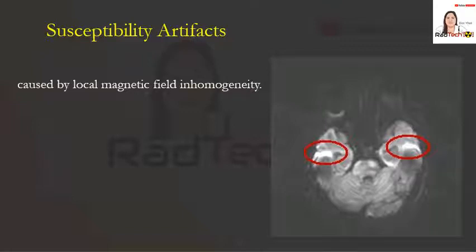Next is the susceptibility artifacts. These are caused by local magnetic field inhomogeneity. So, hindi uniform yung magnetic field. So, pwedeng mangyari just like the one that are being encircled in red sa picture. So, parang nagre-reflect siya.